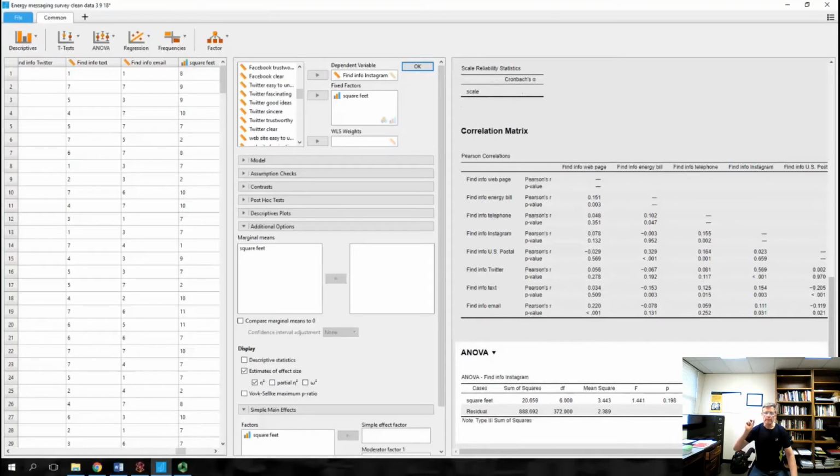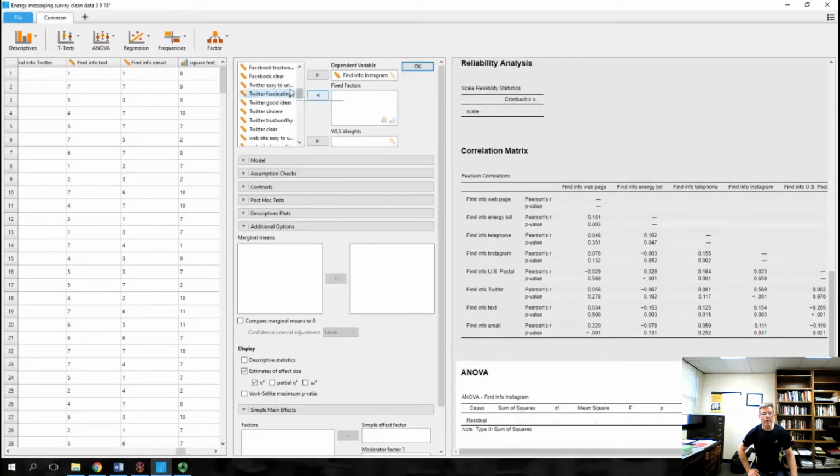The first thing we look at is the p-score. This is the significance of the test. It has to be less than 0.05. It has to be less than 0.05. What is this one? Is this less than 0.05? No, it's actually 0.2, right? This is not a significant test. Against Instagram, this is not a significant test. So we move square feet out.